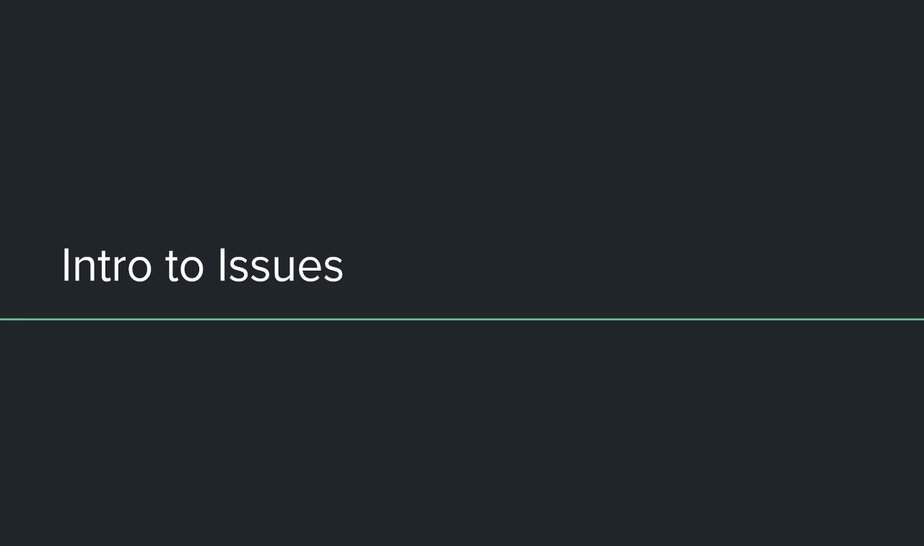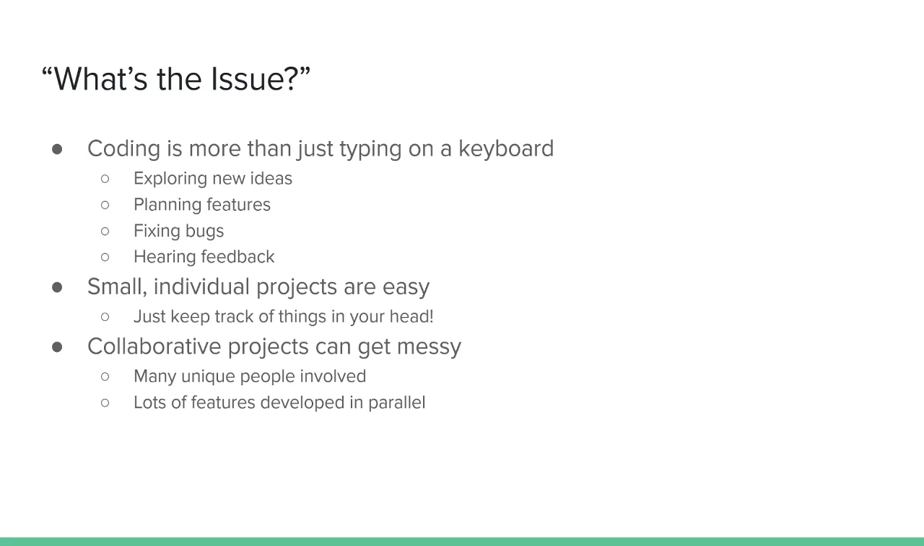So intro to issues. To start, what's the issue? Why is there a need for some other tool to help us code? And the answer is that coding is more than just typing on a keyboard. There's a lot of other stuff that goes into it, like exploring new ideas, planning features, hearing feedback from people, getting ideas from people, fixing bugs.